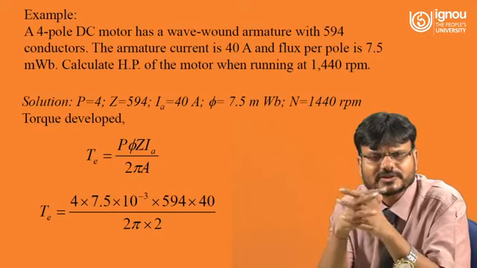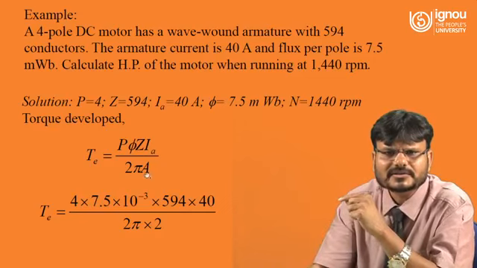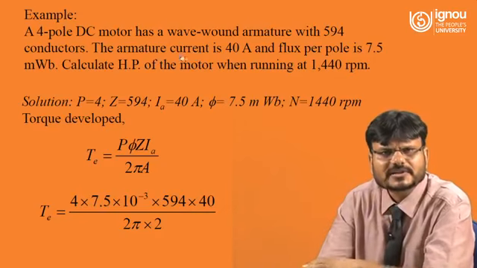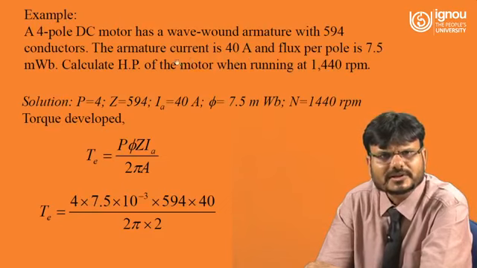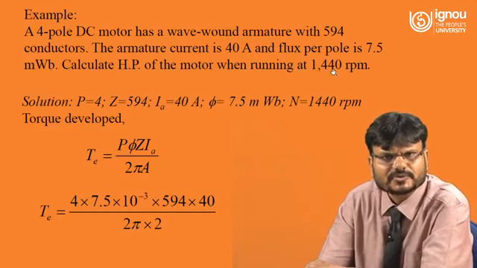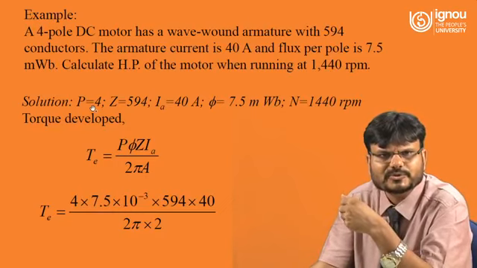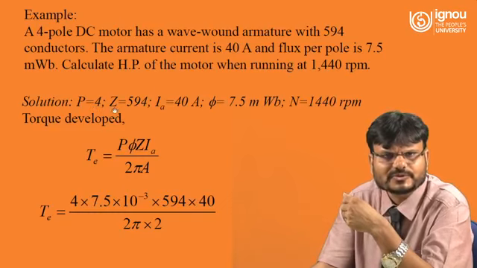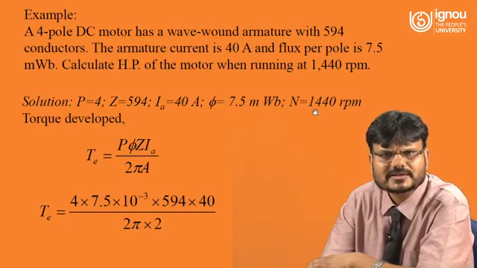Now we are going to discuss one example. A 4-pole DC motor has a wave-wound armature with 594 conductors. The armature current is 40 ampere and flux per pole is 7.5 milliweber. You have to calculate the horsepower of the motor when running at 1440 RPM. So extract the given parameters: number of poles P equal to 4, armature conductors Z is 594, armature current is 40 ampere, flux is 7.5 milliweber and N is 1440 RPM.